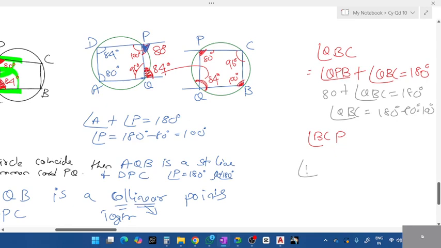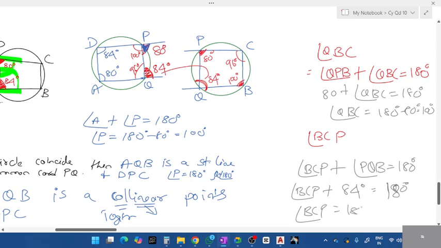Then BCP. Angle BCP plus angle PQB should be equal to 180 degrees. Therefore, angle BCP plus 84. We found PQB as 84 degrees, 180. Angle BCP is equal to 180 minus 84, 96 degrees.